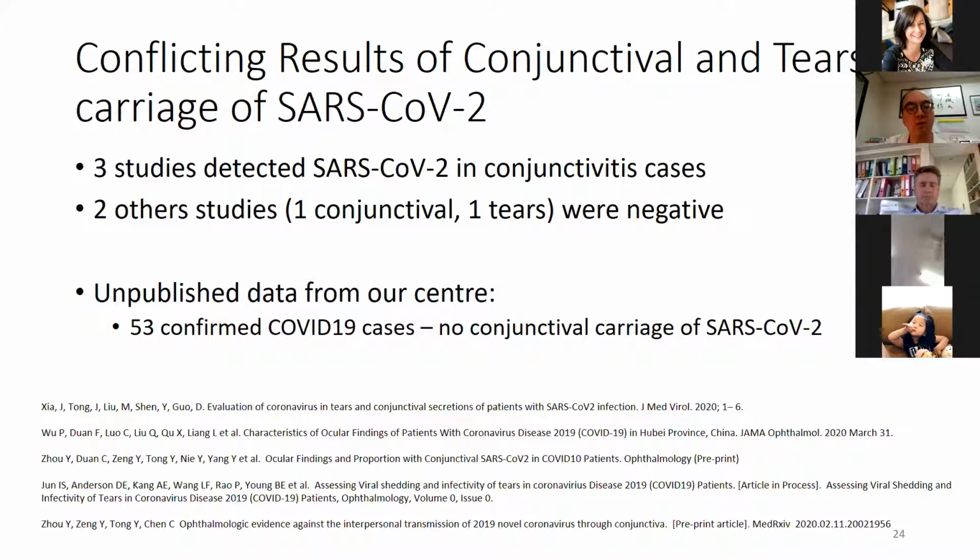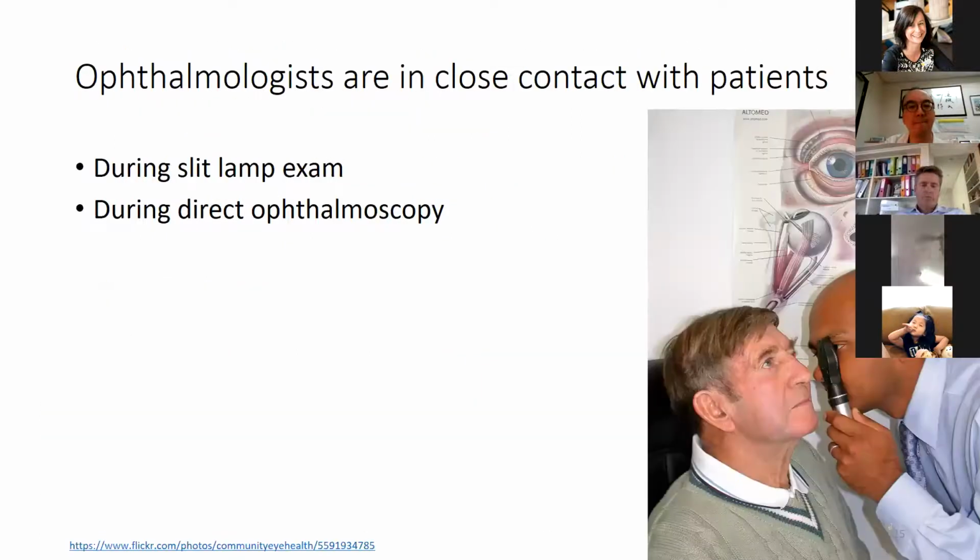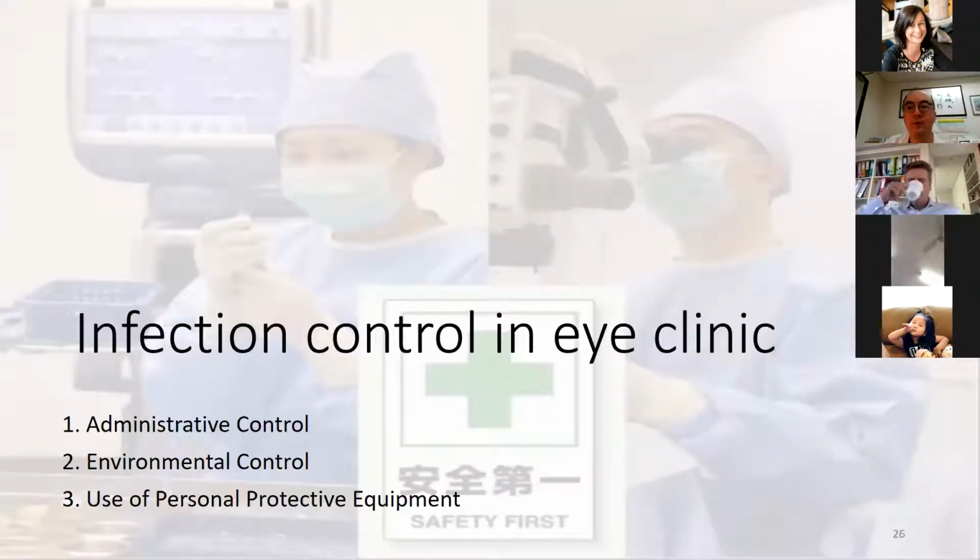According to unpublished data from my own center, out of 53 confirmed cases in Hong Kong, we could not detect SARS-CoV-2 in conjunctival swabs. But the problem is our daily examination puts us at a particular risk of contracting COVID-19 because of the proximity during the examination of our patients. So next I will talk about the infection control measures in an eye clinic setting.